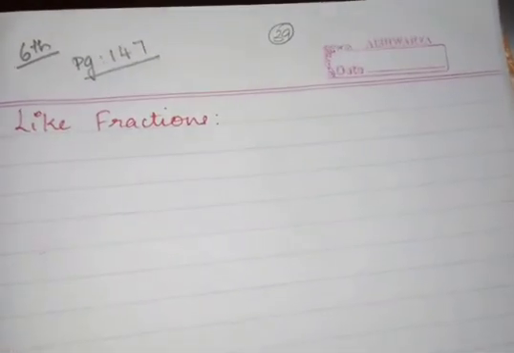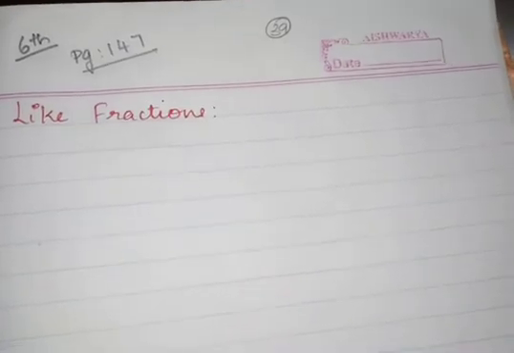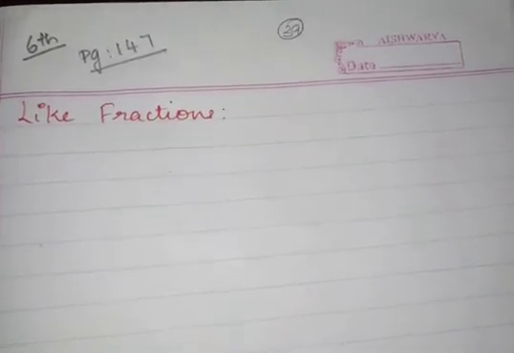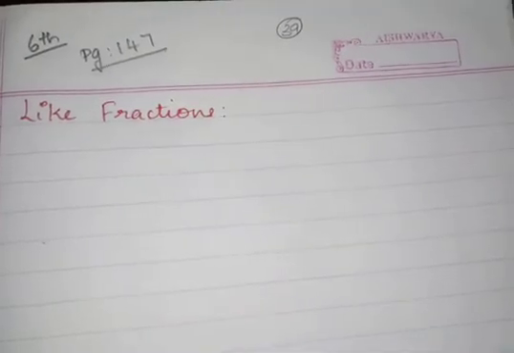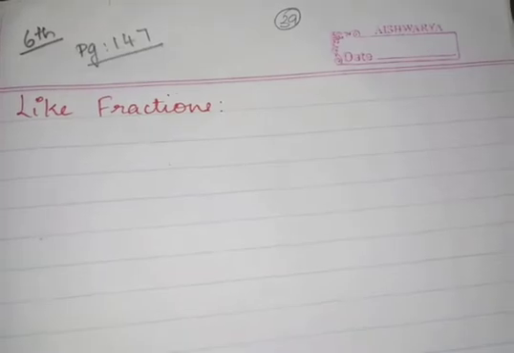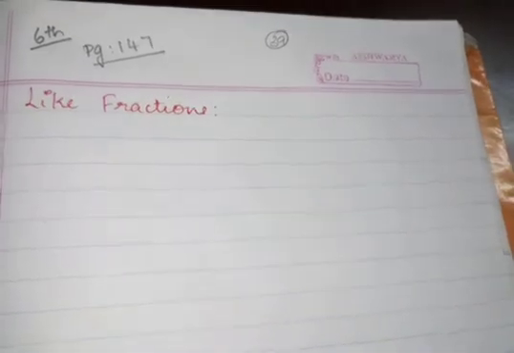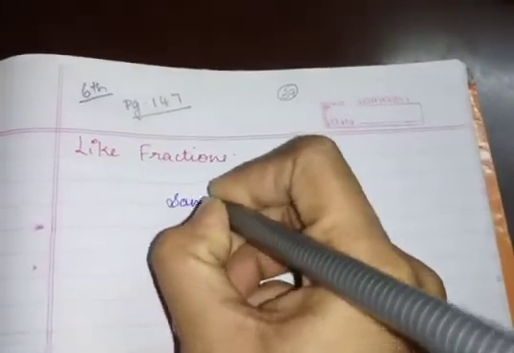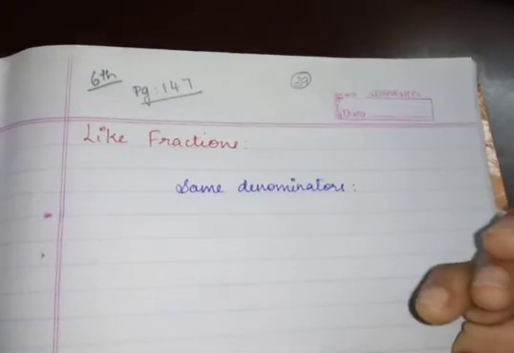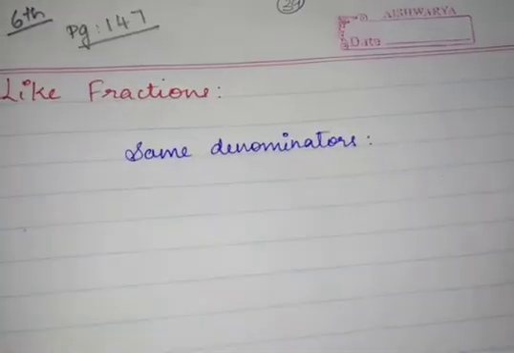What is the concept given? Like fractions. Yes, we have learned what is meant by a fraction and what the types of fractions are, like proper fraction, improper fraction, mixed fraction, right? And the next type of fraction is like fractions and unlike fractions. So first we'll deal with like fractions. What is meant by a like fraction? Fractions with same denominators. You can underline that sentence.